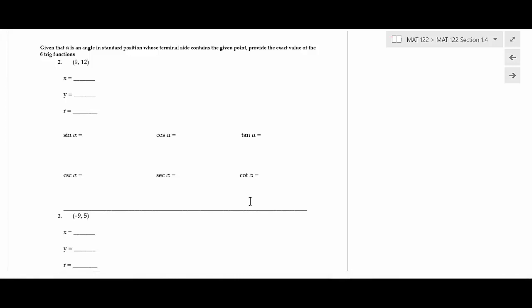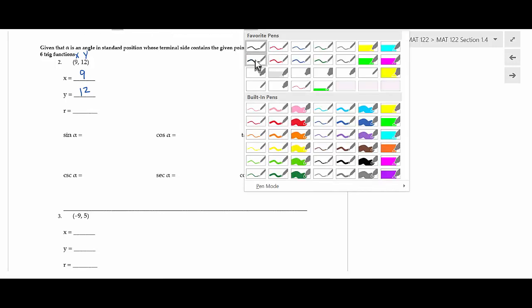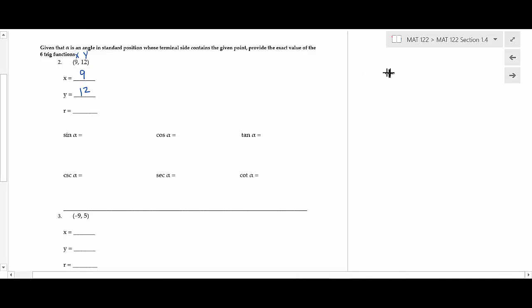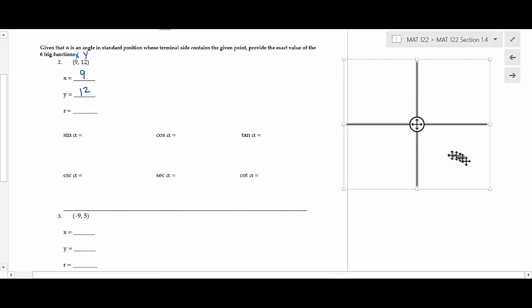The first thing in this problem is that you're given a point. You're given x is 9 and y is 12. So you're given an angle alpha in standard position and a point. That's all it takes to find the 6 trig functions. As we're learning this, I want you to draw a diagram of each situation. I'm going to do this to the side so I can have enough room here.